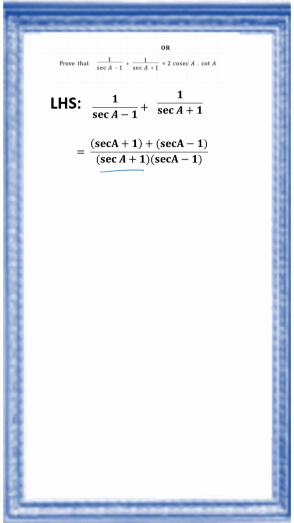Here observe the denominator, what do you get? Secant A plus 1 into secant A minus 1. By the identity (A plus B) into (A minus B) equals A square minus B square, we can rewrite this as secant square A minus 1. In the numerator, plus 1 and minus 1 cancel. Secant A plus secant A is equal to 2 secant A, by secant square A minus 1. By the Pythagorean identity, we know that secant square A minus 1 is equal to tan square A.